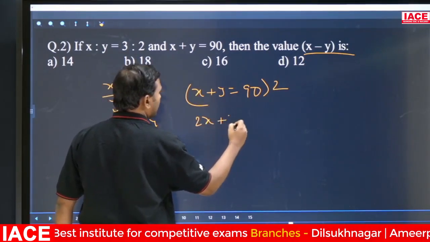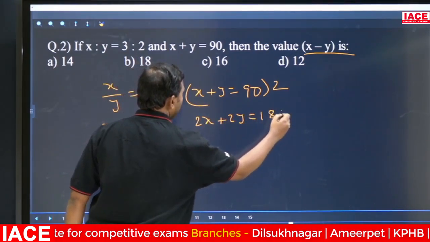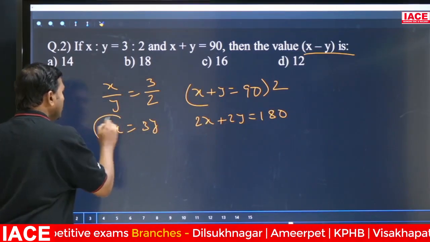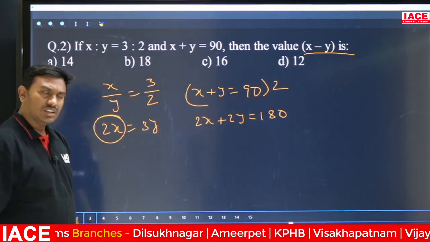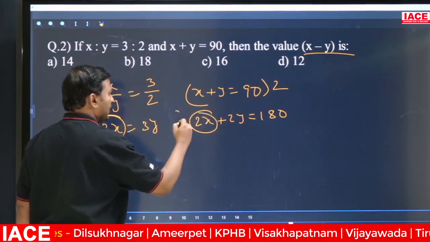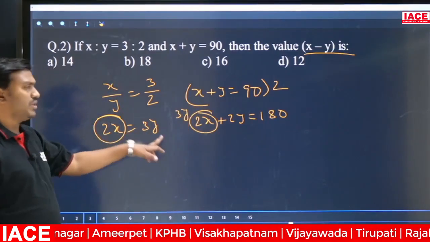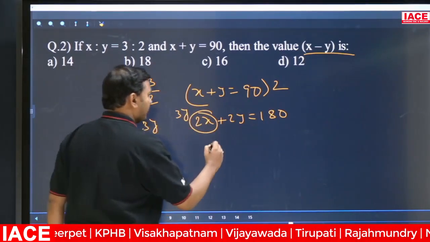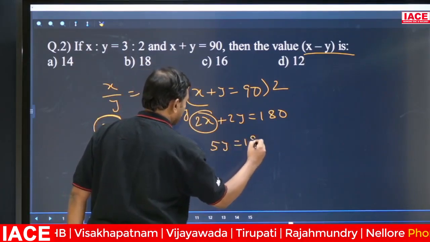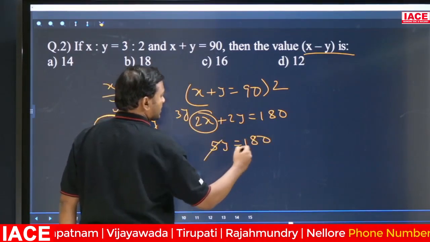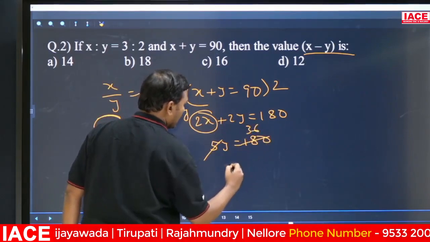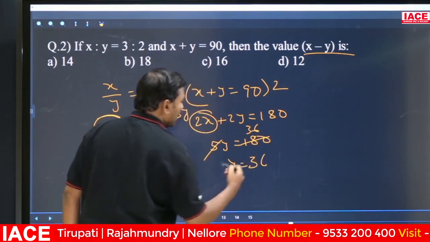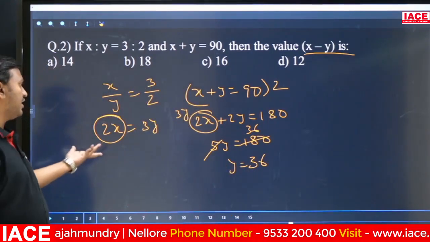2x plus 2y equal to 180. Why am I multiplying by 2? Because we already know 2x is 3y. So in place of 2x, we can write 3y. So 3y plus 2y, that is 5y equal to 180. Means y is 36. Once you know y, you can easily find x.